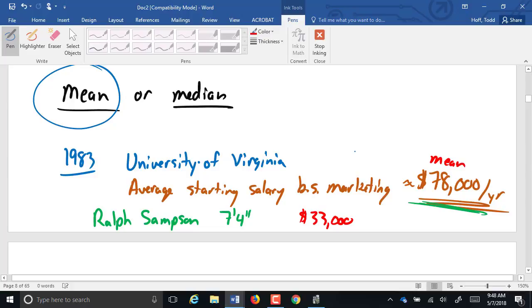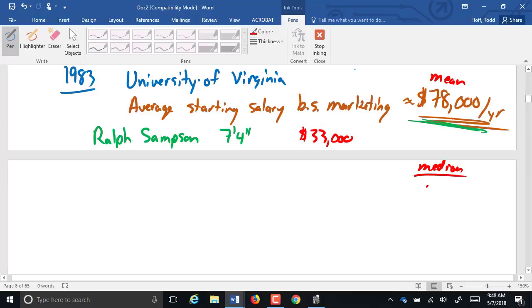78,000 was a mean. The median was around 24,000. Why the huge difference? Well, I can illustrate pretty quickly here for you. I'm going to have you guys practice here. For this set of numbers, find the mean and the median.